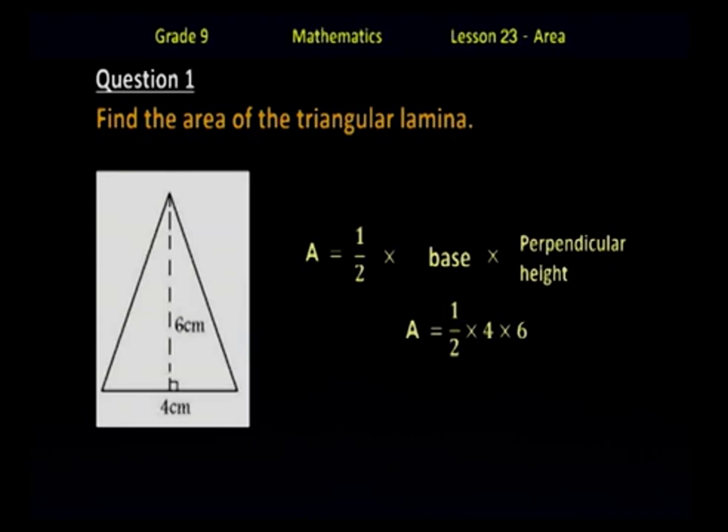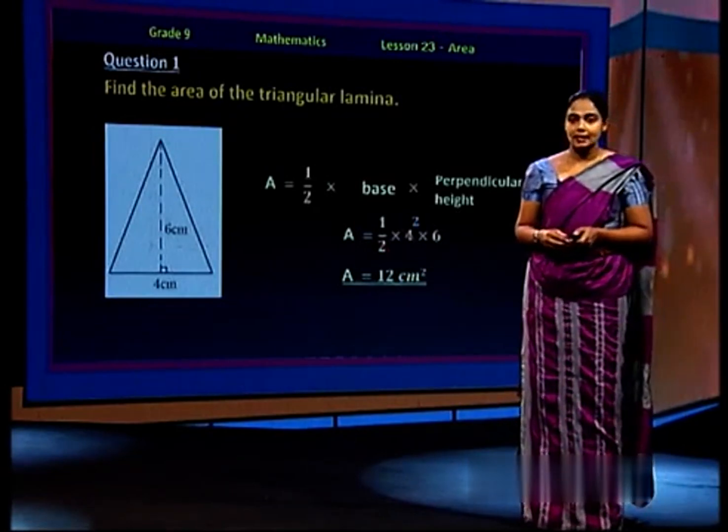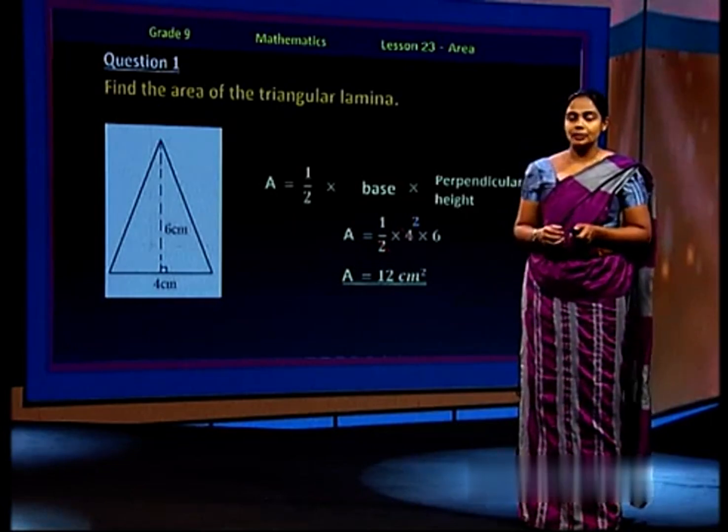Then how can we simplify? There is half, so the denominator is 2. Then 2 and 4, or 2 and 6, can be divided by 2. So you can divide them in this way. Then the last answer is 1 into 2 into 6. Area is 12 square centimeters. Now students, I am going to give another question. Question number 2.